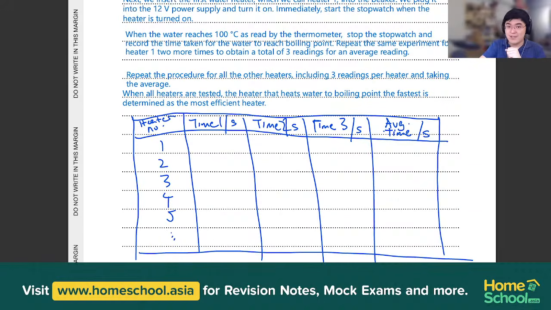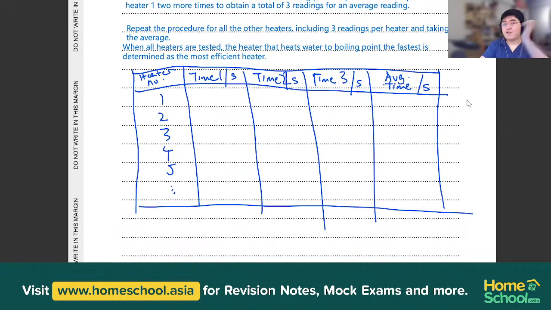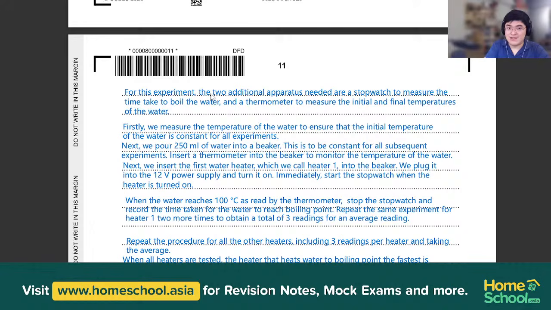In the marking scheme for this question, 1 mark is awarded for a suitable timer and a thermometer. Over here, we have a thermometer and a stopwatch. We should also write digital stopwatch if you want to be very, very clear about this. So this gives you 1 mark.